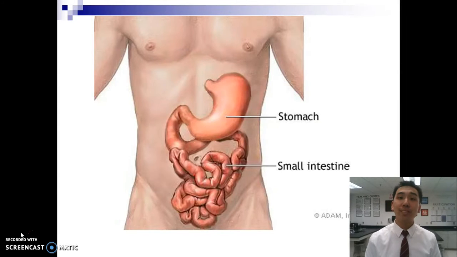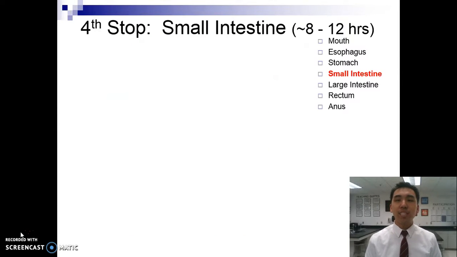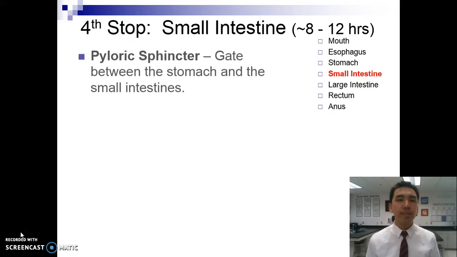Next is the small intestine. The small intestine, in my opinion, is the MVP of the digestive system. About 8 to 12 hours. Now, all these times are averages. For each person, it can really fluctuate. In addition, it depends on what you are eating, how much fiber you are eating, etc. So all these times here are estimates.